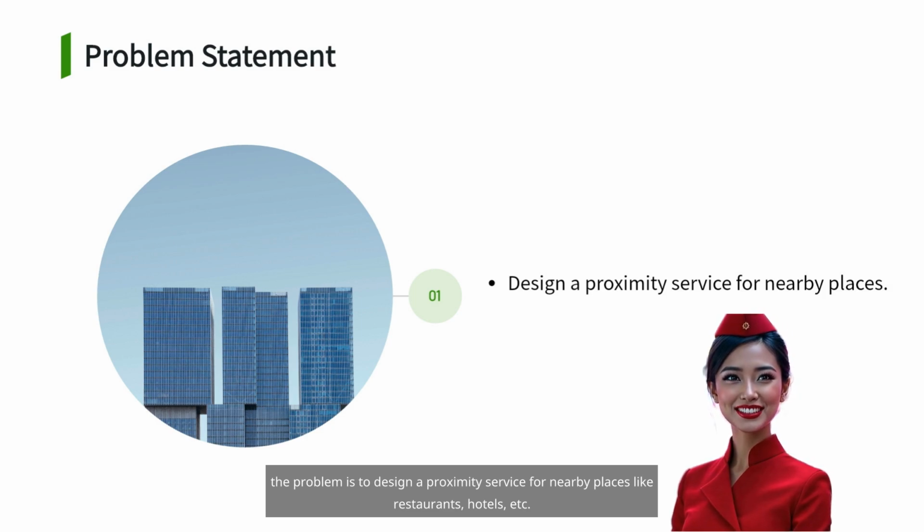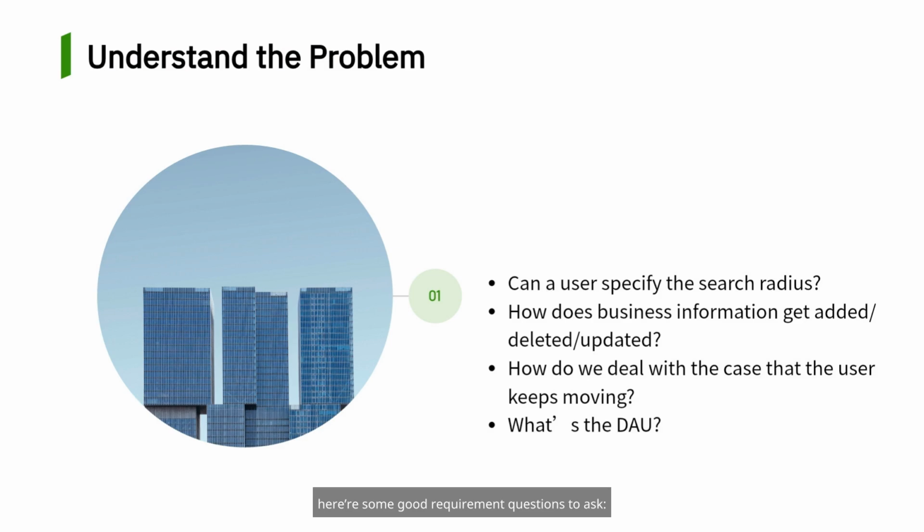The problem is to design a proximity service for nearby places like restaurants, hotels, etc. Here are some good requirement questions to ask. Can a user specify the search radius? How does business information get added, deleted, updated? How do we deal with the case that the user keeps moving?